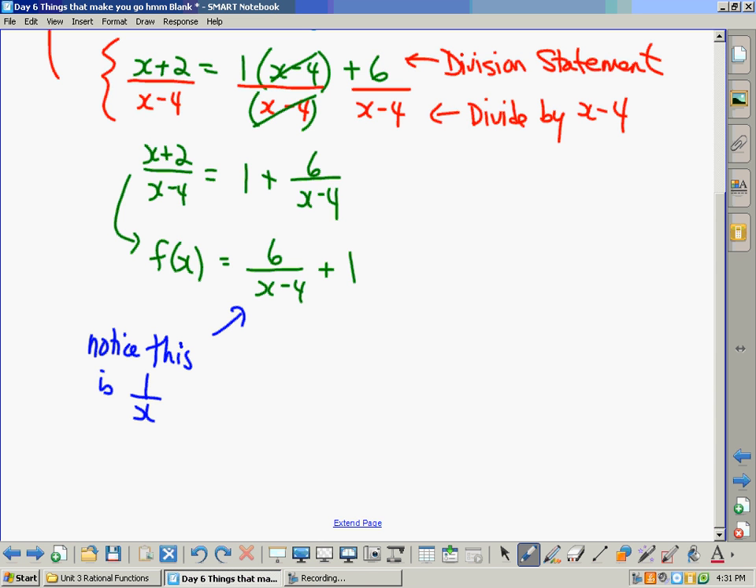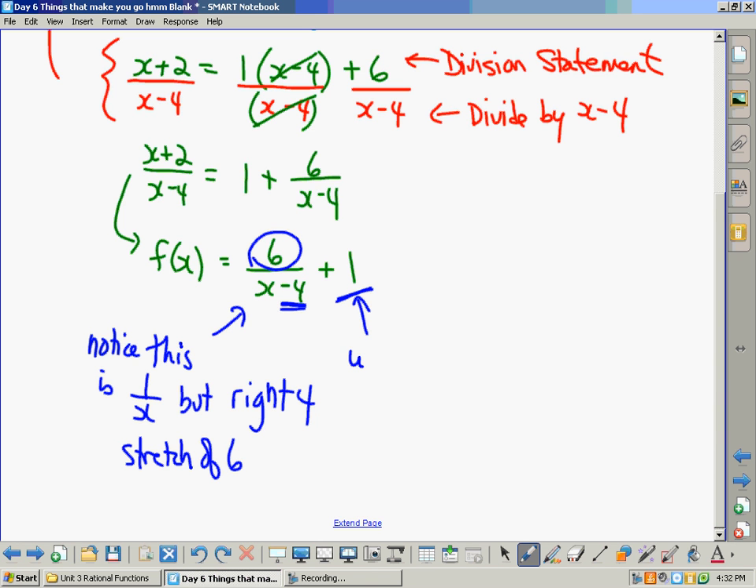The minus 4 is inside the function, but it's moved right 4. Remember, it's inside the function, so it's opposite to what you think. So this is the 1 over x function moved right 4. The 6 is outside the function. This is a stretch of 6. And what does this plus 1 mean? Well, it's outside the function, so it's just moved up 1.